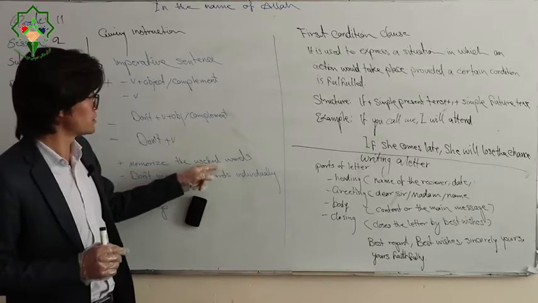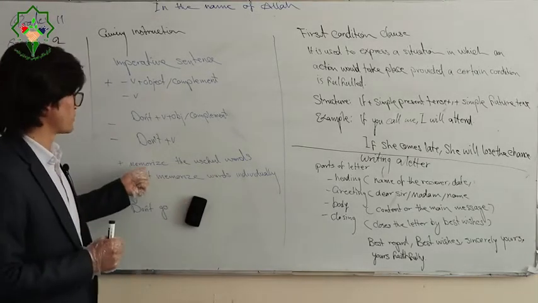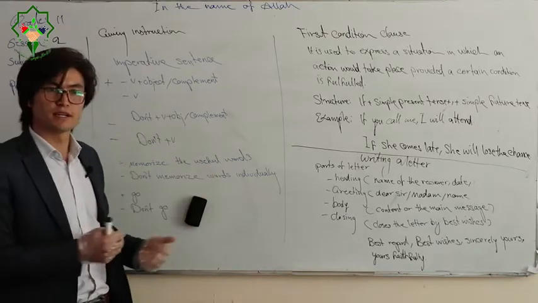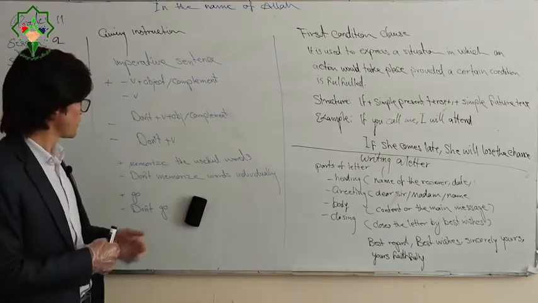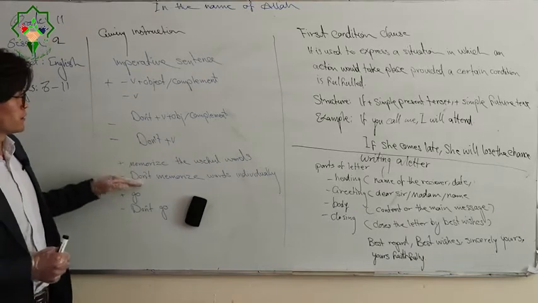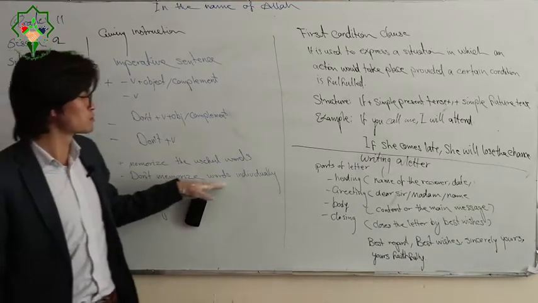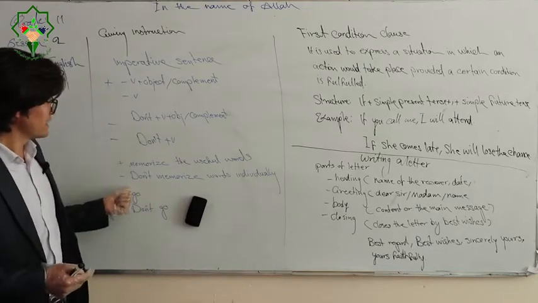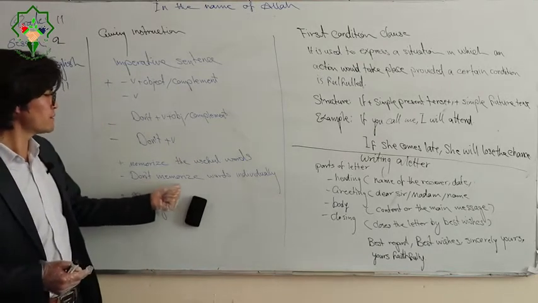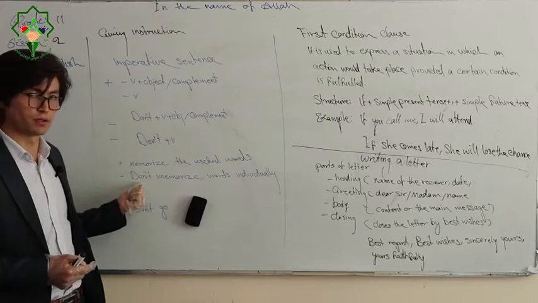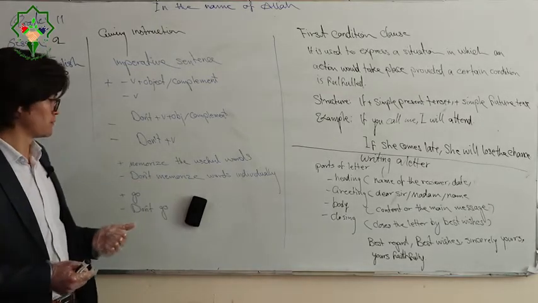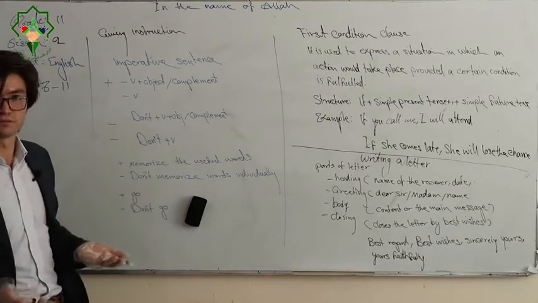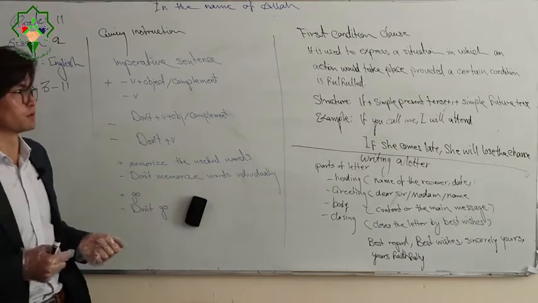Memorize the useful words. Here, memorize is verb. The useful words is object. So if you change it to negative, you can say it like this. Don't memorize words individually. Don't, okay? In negative sentence, verb follows don't, helping verb. Don't memorize words individually. Go, don't go. Got it? It is the first one.